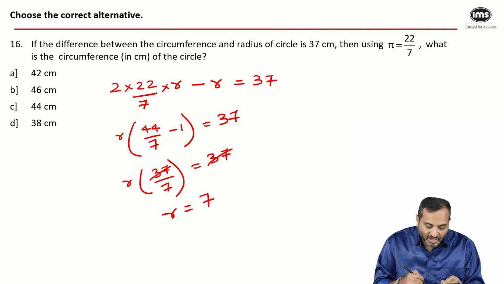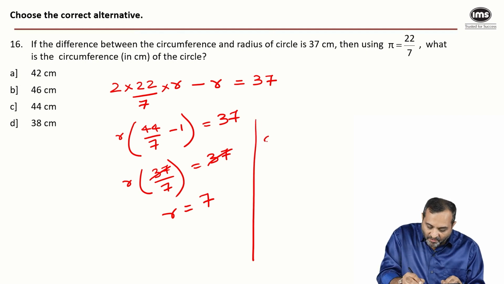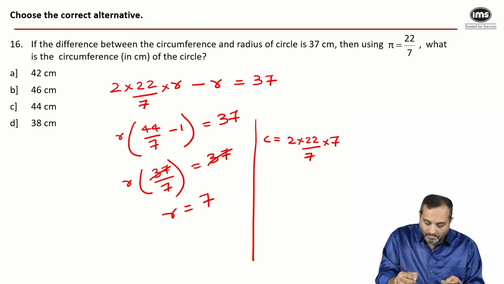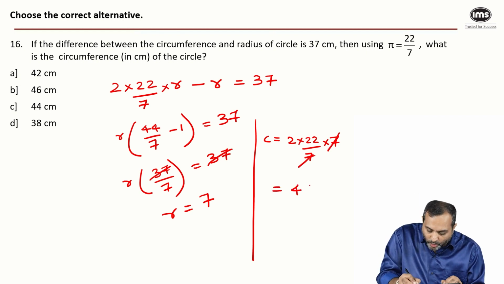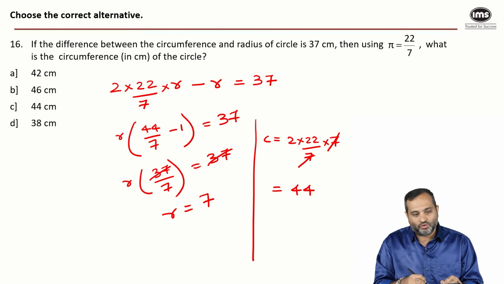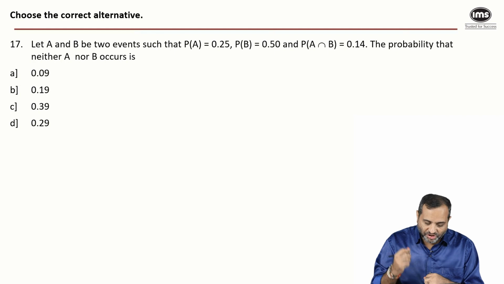Now what is the question asking me? What is the circumference of the circle? So can I say circumference is 2 pi r. My 7 gets cancelled out. What I am left with is 2 into 22, which is 44. Which option? Option C. Let's look at the next question.